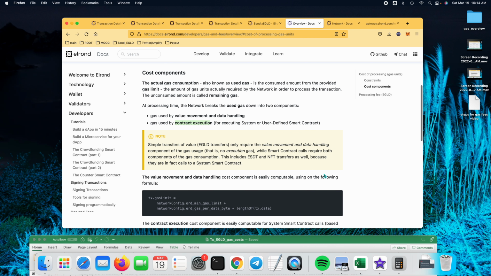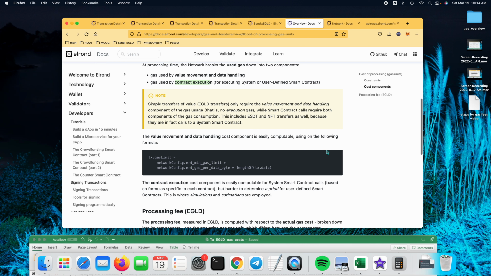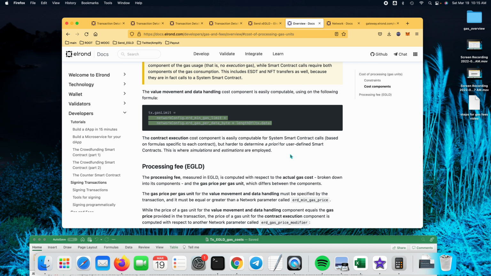Okay, so this is an important one. Simple transfers of EGLD only require value movement and data handling component of the gas usage. That is, no execution gas. And the smart contract calls are going to require both of these, right? So here's a formula for determining your gas costs when you are not making a call to a smart contract.